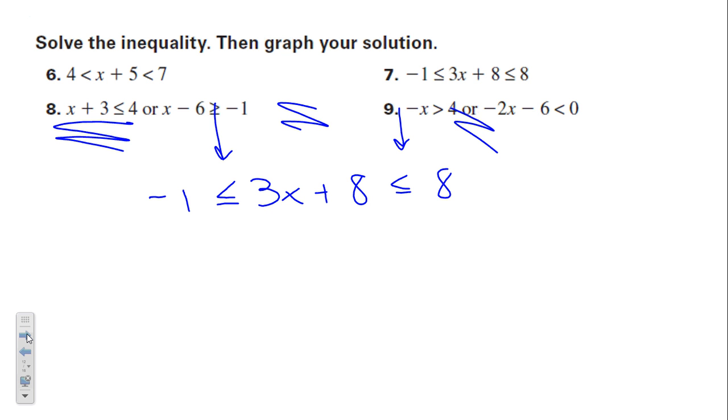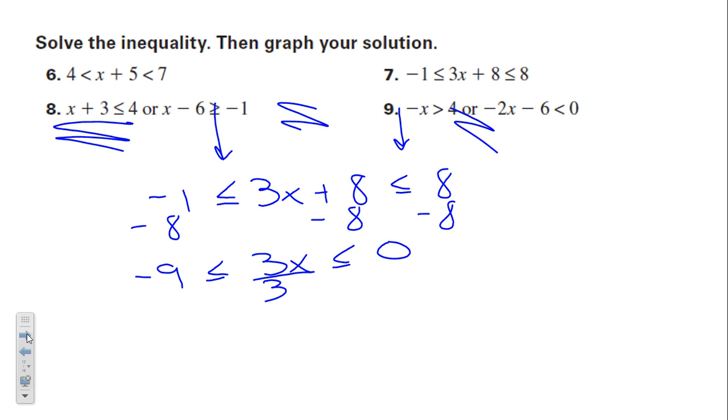So right now, you see 3x plus 8, right? Ignore everything else. If you have 3x plus 8 and you want to solve for x, you'd minus 8, right? But here's the thing. You got to minus 8 from all 3 parts. Giving you negative 9 is less than or equal to 3x, less than or equal to 0. So everything's going pretty good so far, but I got one more step. I got 3x instead of just x, so I got to divide out that 3. So divide every term by 3.